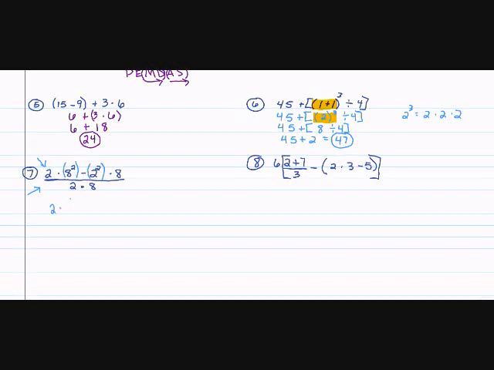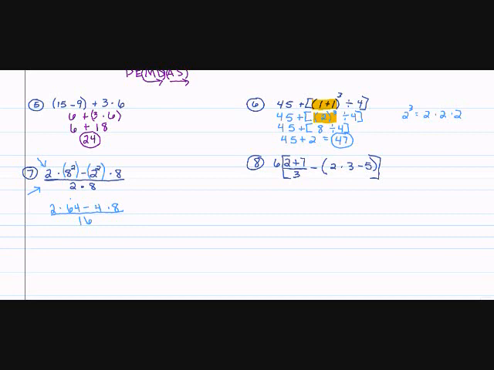2 times 8 squared means 8 times 8, which is 64, minus 2 times 2 squared means 2 times 2, or 4, times 8. And 2 times 8 on the bottom is 16. We only have one operation on the bottom. Now we still have a couple operations on the top here.